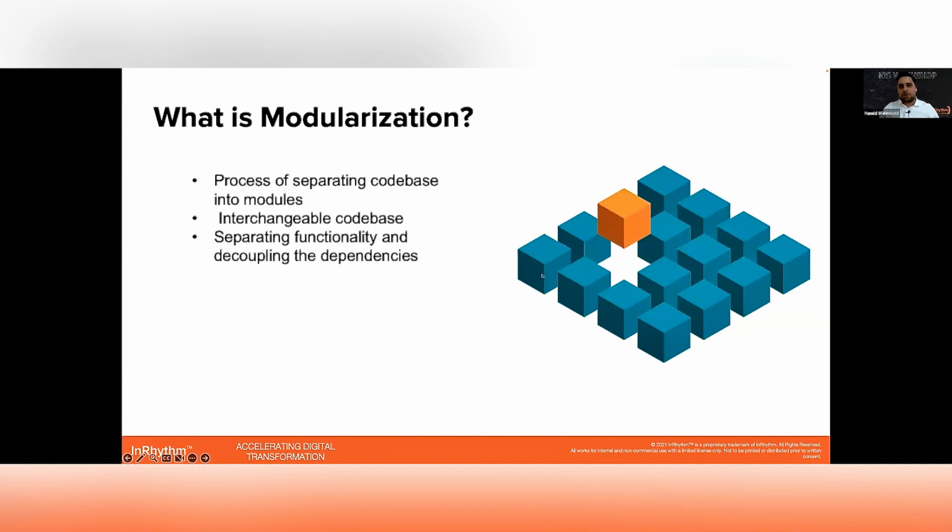Starting from what is modularization? The process of separating a code base into different pieces or independent components, we call them modules. And the process of doing that is called modularization. Those pieces or modules are interchangeably connected to each other. There is a separate functionality of each and every module, and they're fully decoupled. That's the overall purpose of modularization. So they are completely decoupled. There should be the least dependencies on each other.